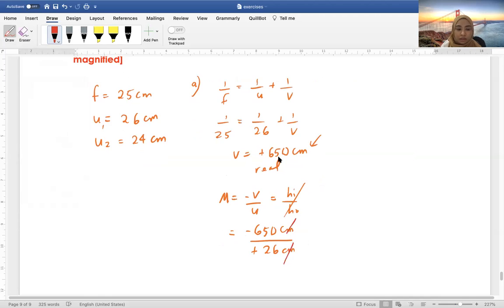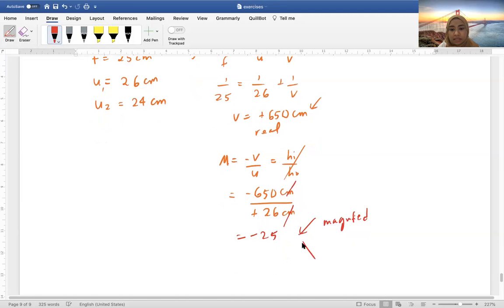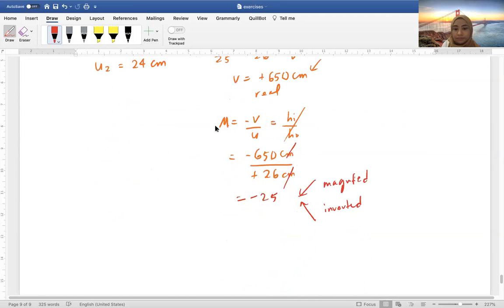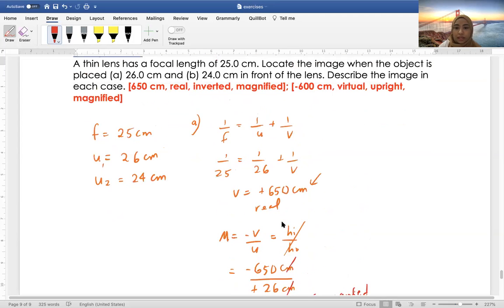So the answer is negative 25. Magnification is greater than 1, which means that it is magnified, and the negative sign means that the image is inverted. Is that answer correct? Real, yes. Inverted, magnified. Correct. So using your second equation, you get another 2 pieces of information. Okay, that is for A.